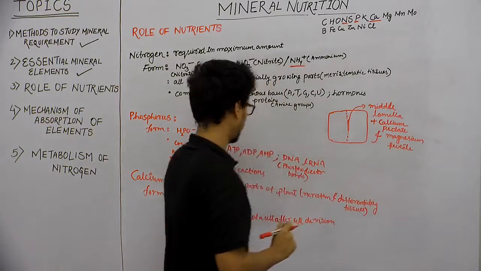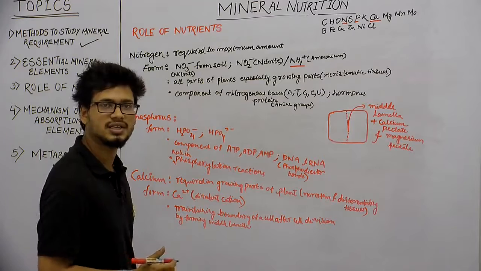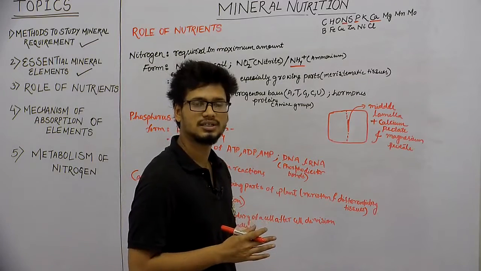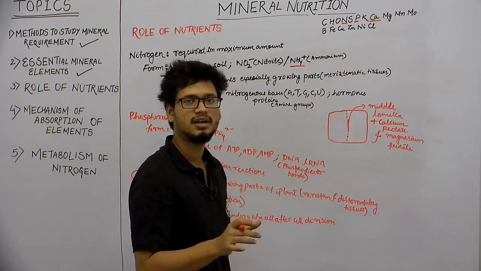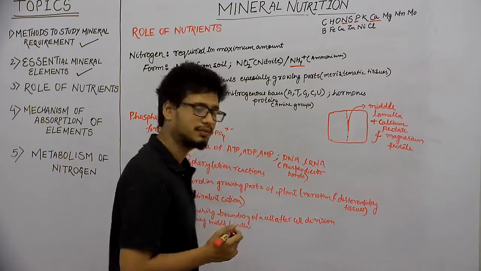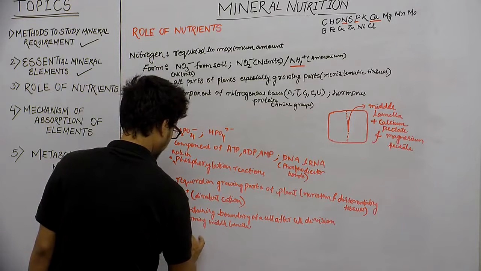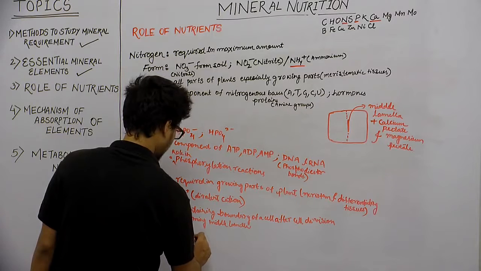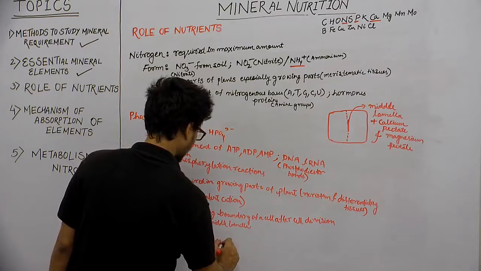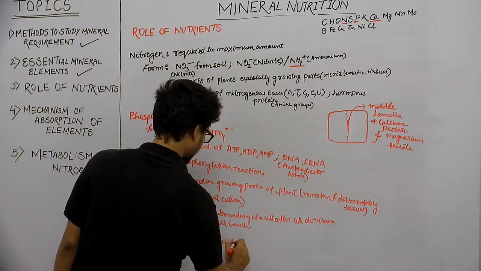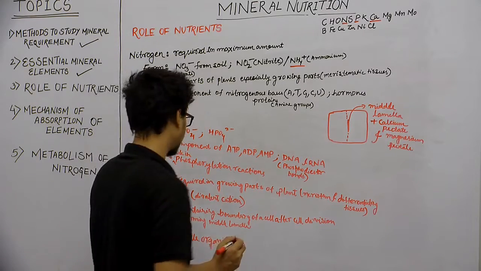Okay, so forming the middle lamella, and the other function is it helps in spindle organization, और जो क्रोमोसोम होंगे उसे प्रॉपरली उनके प्लेस पे पोजीशन करने में हेल्प करता है कैल्शियम. It has a role in spindle organization and the movement of chromosomes.